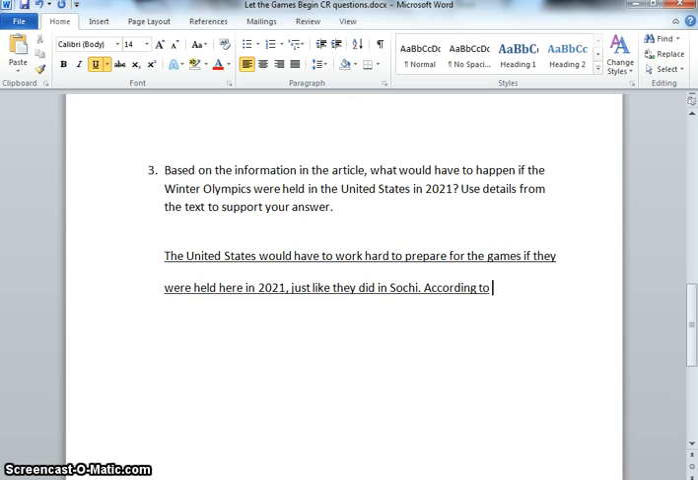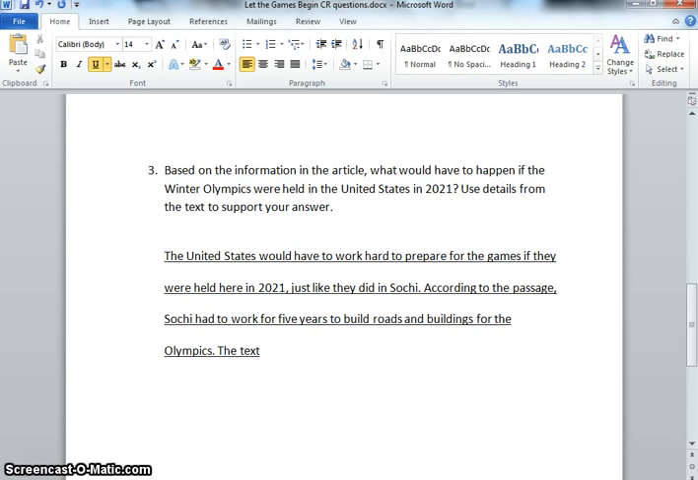According to the passage, Sochi had to work for 5 years to build roads and buildings for the Olympics. The text also states that they had to stockpile snow in case there wasn't enough snowfall. So now I have my support from the passage to show what they did, and that means that's what we would have to do in the United States.